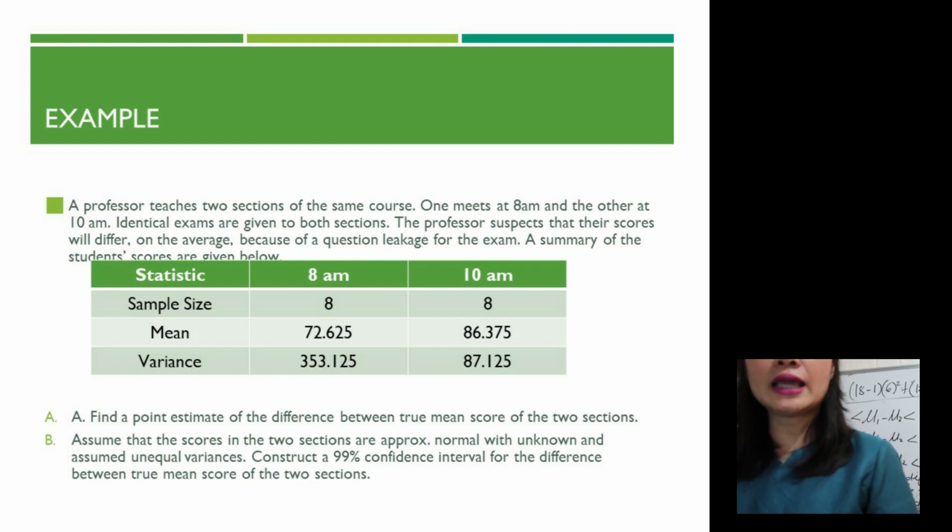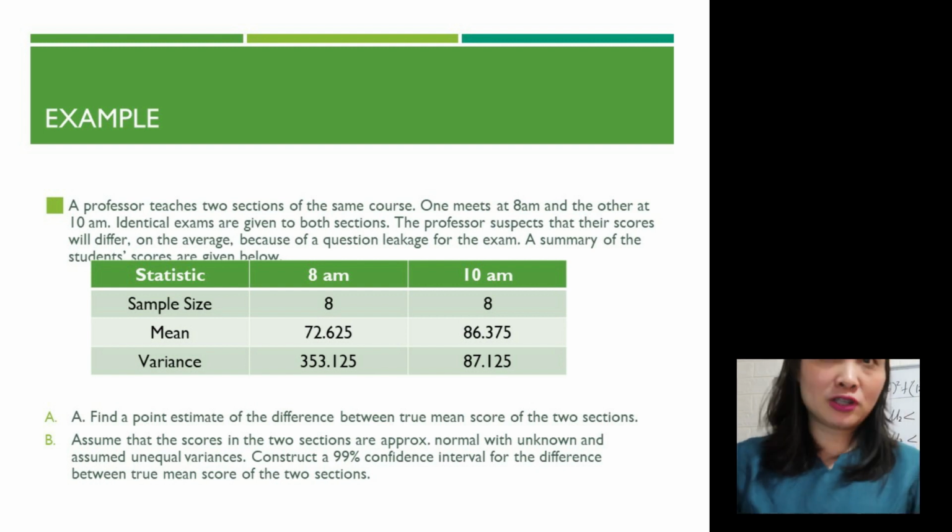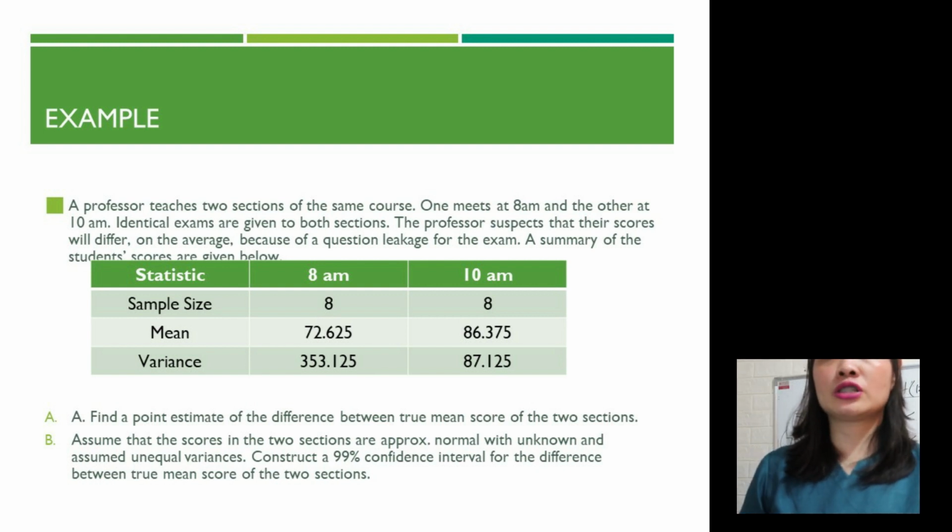For example, a professor teaches two sessions of the same course. One meets at 8 a.m. and the other at 10 a.m. Identical exams are given to both sessions. The professor suspects that their scores will differ on average because of question leakage for the exam. A summary of the student scores is given below.